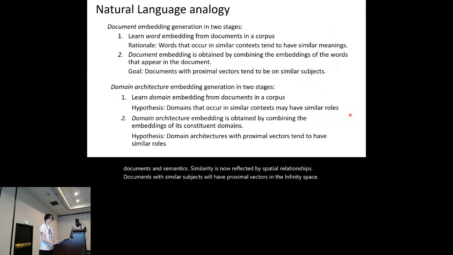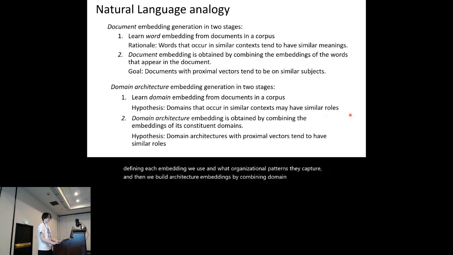Like natural language, domain architectures are also strings of tokens, and adapting the same logic, we hypothesize that domains that occur in similar contexts have similar functional roles. And so we construct domain embeddings by capturing their typical context in a set of domain architectures. We will see shortly how context is defined in each embedding we use and what organizational patterns they capture. And then we build architecture embeddings by combining domain embeddings.